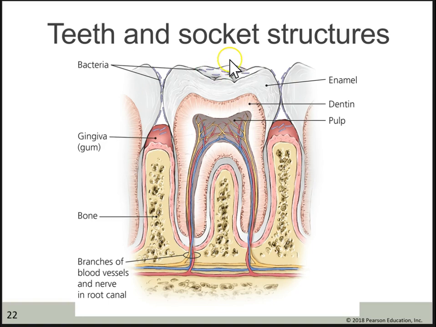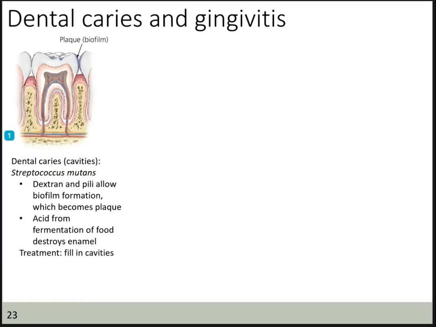And I like this picture because it's also showing bacteria. We have normal microbiota in our mouth, and what's interesting is that the microbiota between this tooth and this tooth may be different than the microbiota between this tooth and this tooth. And they protect just as microbiota in other parts of the body.